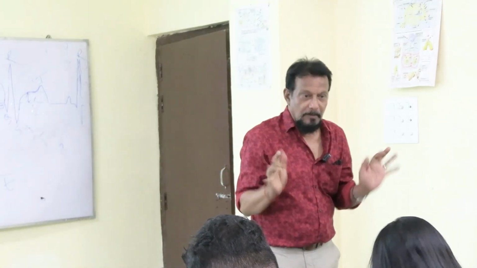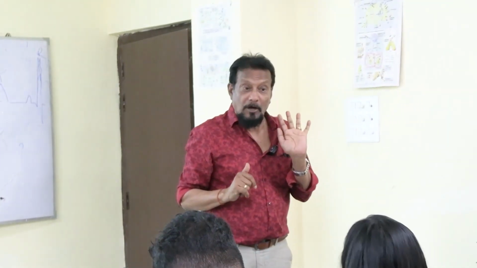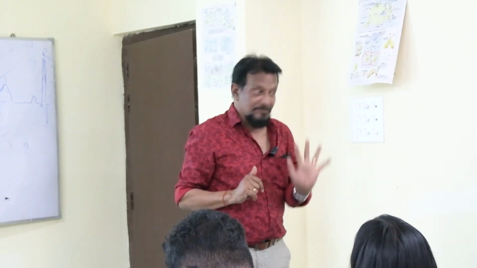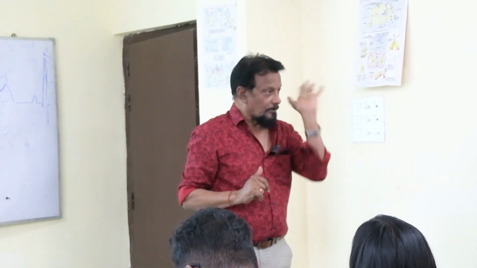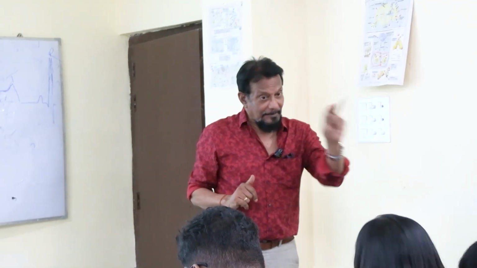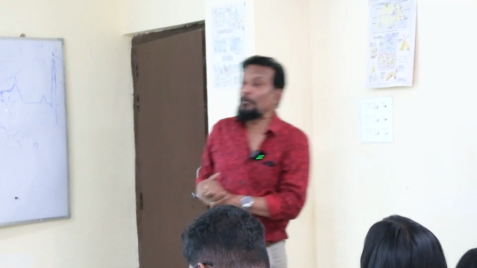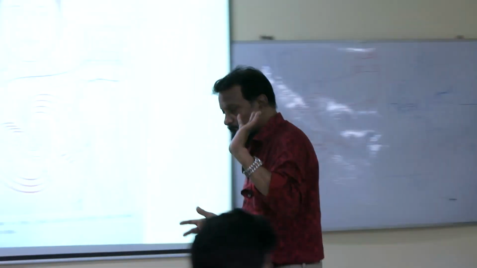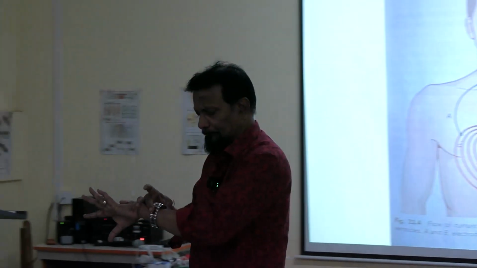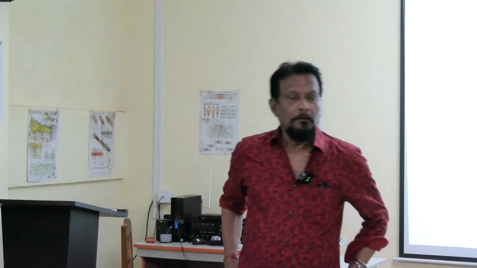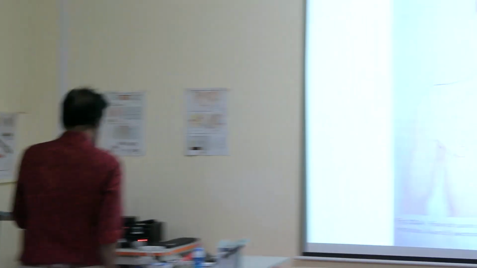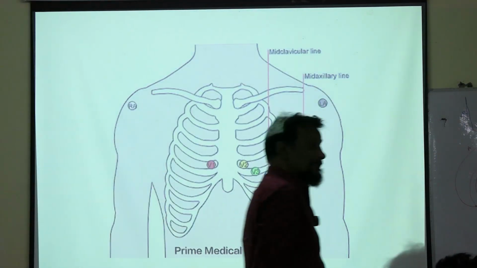Is that clear to you? Okay. So how many leads have we got till now? Six: 3 standard and 3 augmented. The standard leads are bipolar, and the augmented ones are unipolar. Other unipolar leads are the precordial leads, or chest leads.